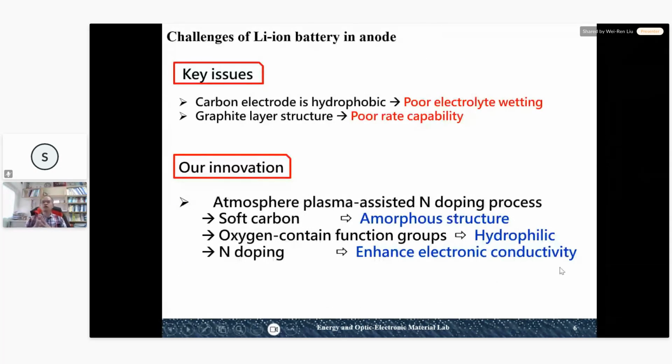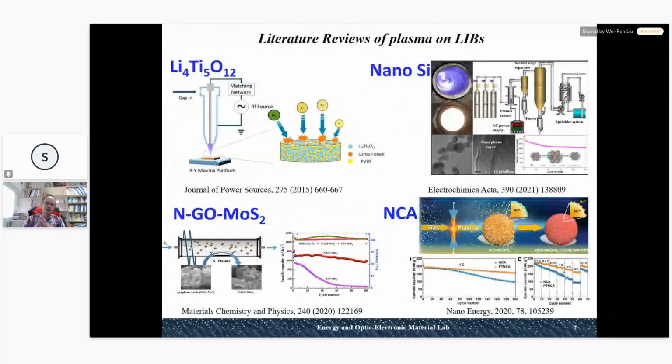So we try to take a look at the literature review of the plasma technology on lithium battery. As you can see here, including the lithium titanium oxide anode, nanosilicon, and nitrogen-doped graphene oxide MoS2 composite anode, and also NCM cathode. They all use the plasma technology to make a surface modification and enhance the cycle life and the capacity.